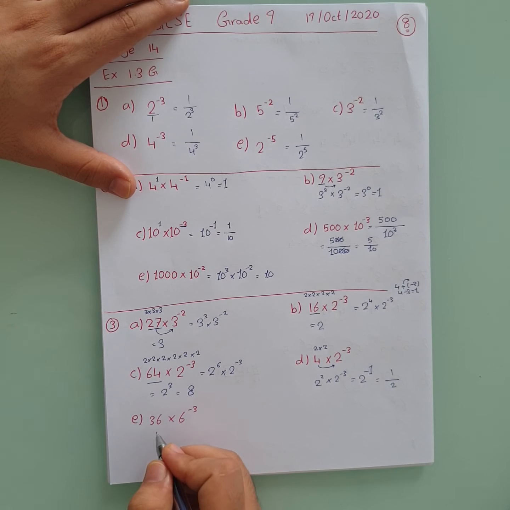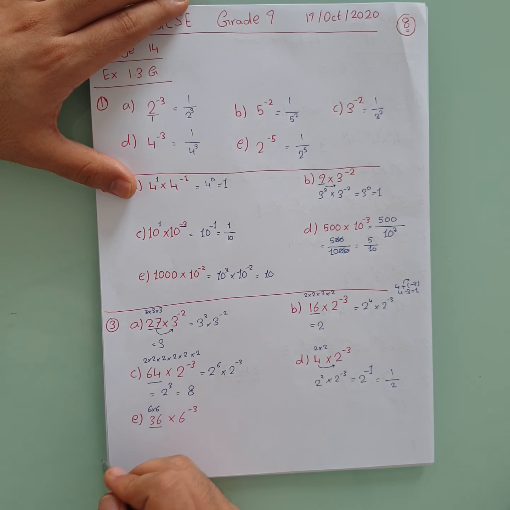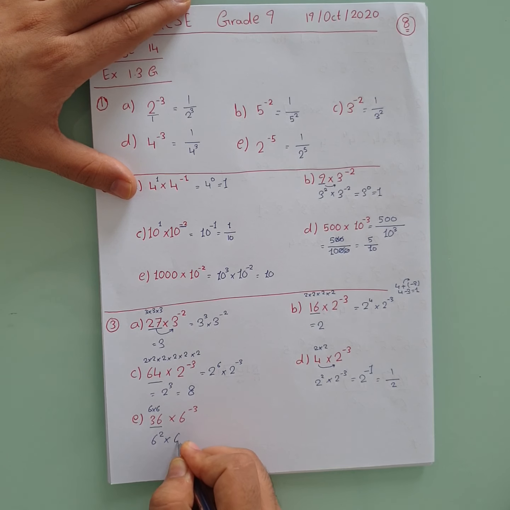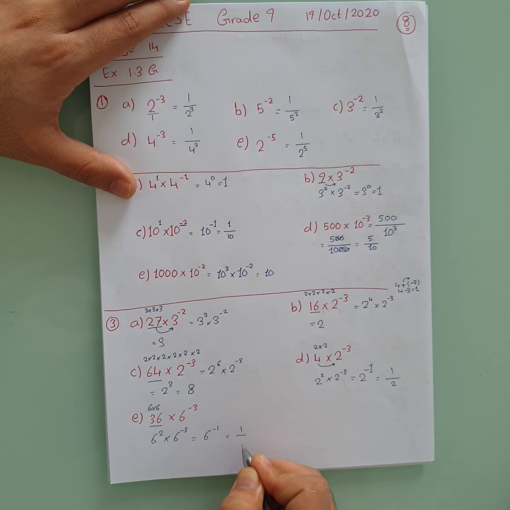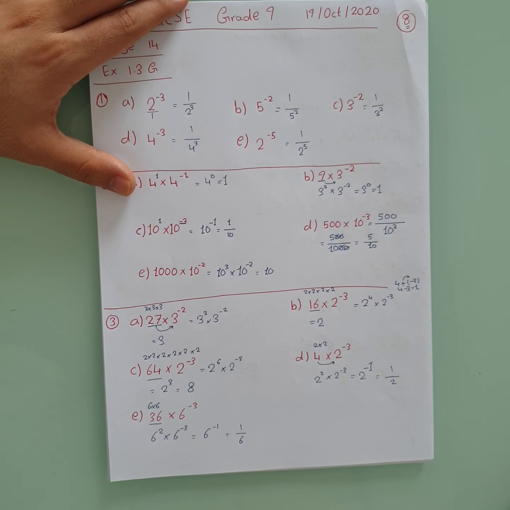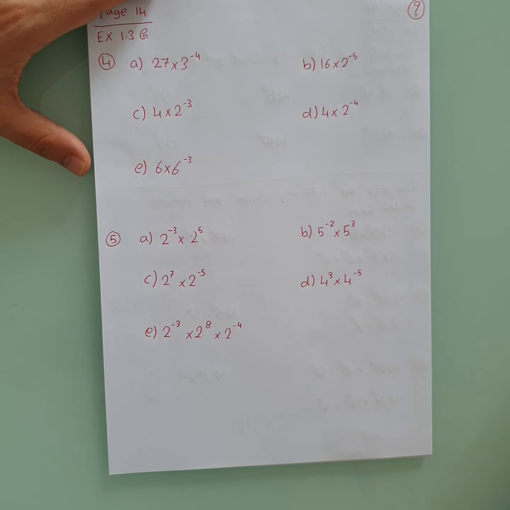Same goes here. 36. How to change 36 to look like 6? 36 is actually 6 times 6, right? So 6 times 6 is 6 to the power of 2, which gives me the value 36. So it's going to be 6 to the power of 2 times 6 to the power of negative 3. And this is going to be equal to 6 to the power of negative 1, which is 1 over 6. All right, let's go for the next questions.